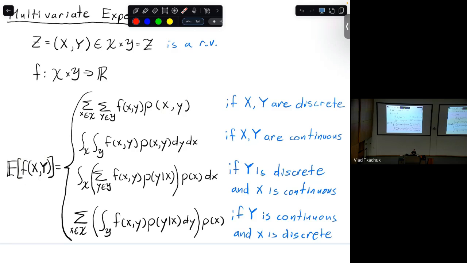So the calculations: there are 4 cases, like if x and y are discrete, if x and y are continuous, or if one is discrete and the other is continuous. And the calculation is as you would expect. Let's look at the discrete case. I have 2 random variables now. I'm going to sum up over both of their outcomes, plug in the function, and multiply it by the corresponding joint PMF. And then the other cases are the same story.